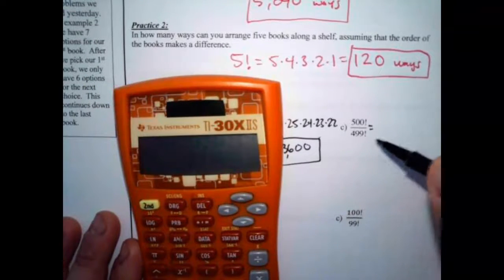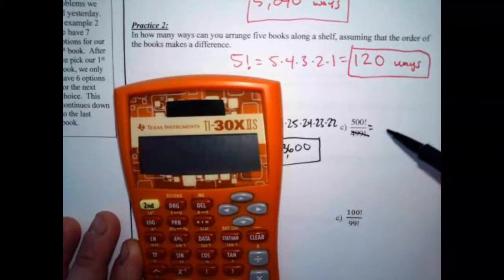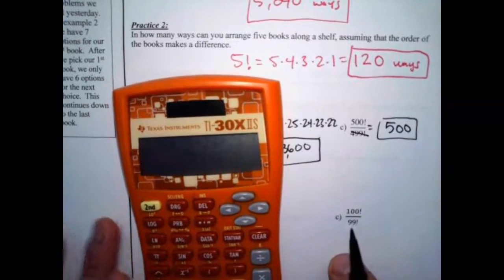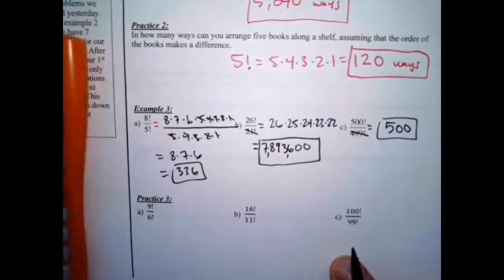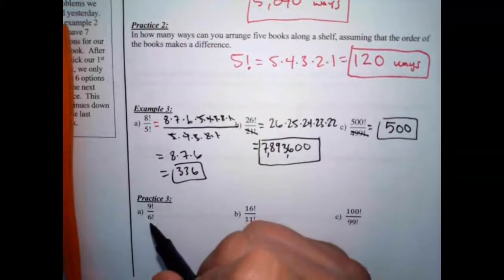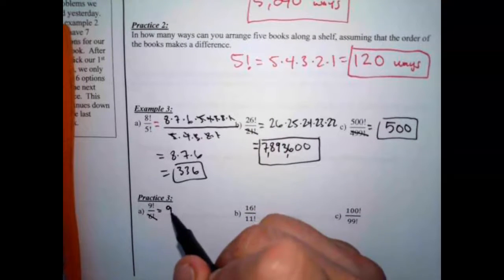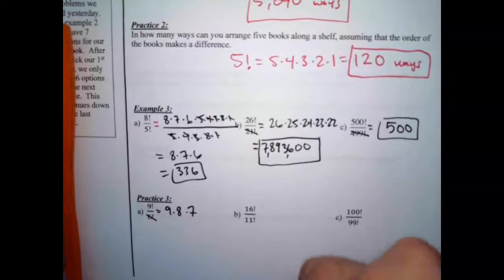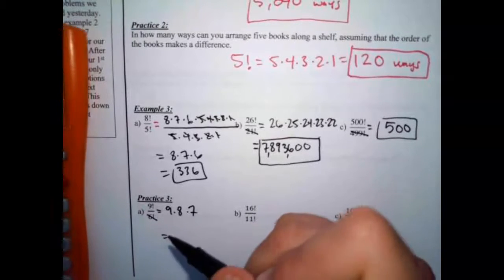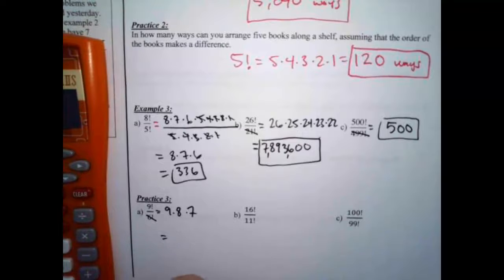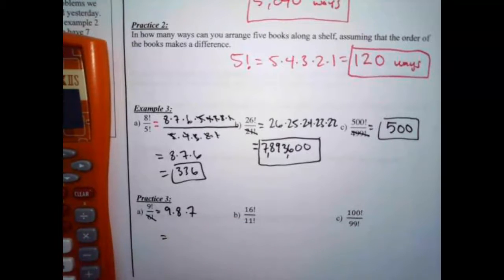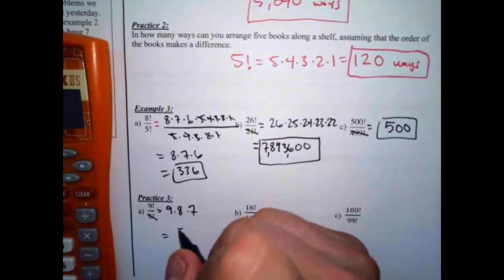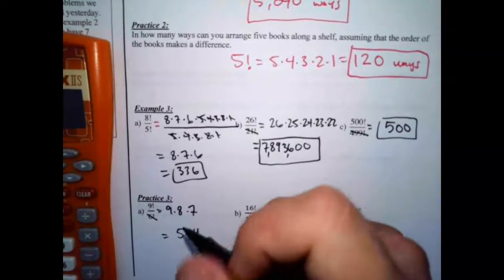Here, 499 is the lesser, it's going to cancel. Here, all I'm going to have left is 500. Everything from 499 down is going to cancel. Again, the lesser factorial is going to cancel out on the top and the bottom. Here, 6 is lesser, it's going to cancel. I'd still be left with 9 times 8 times 7. Stop there, right? 6 cancels, so make sure you don't put the 6. 9 times 8 times 7, let's see what that is. 504.